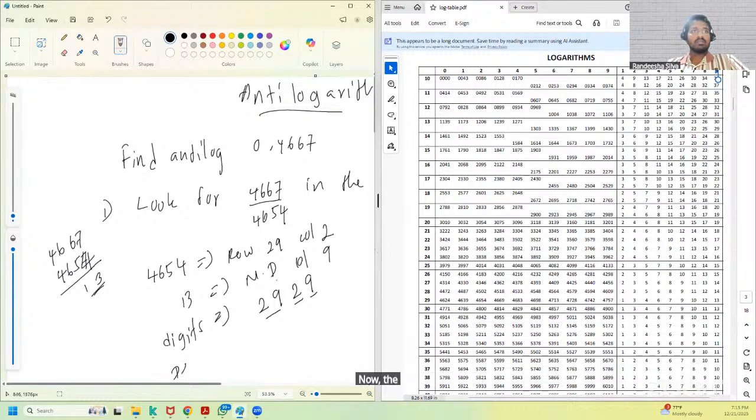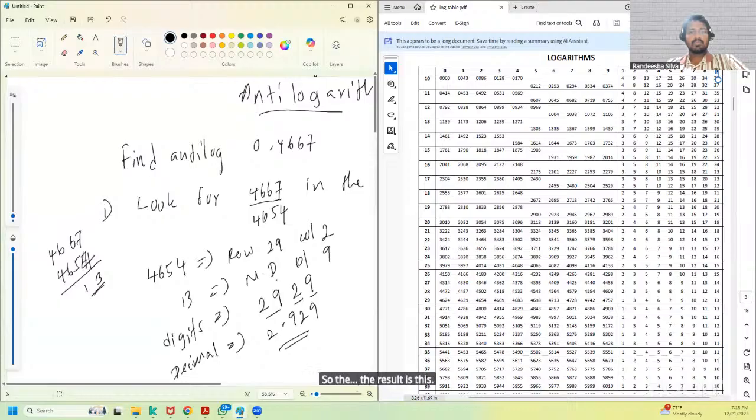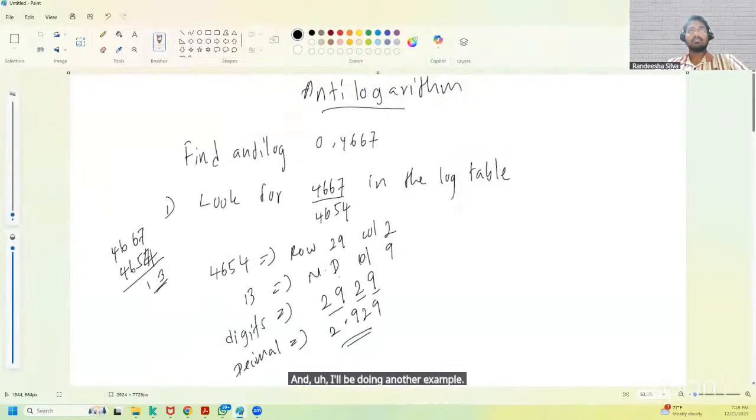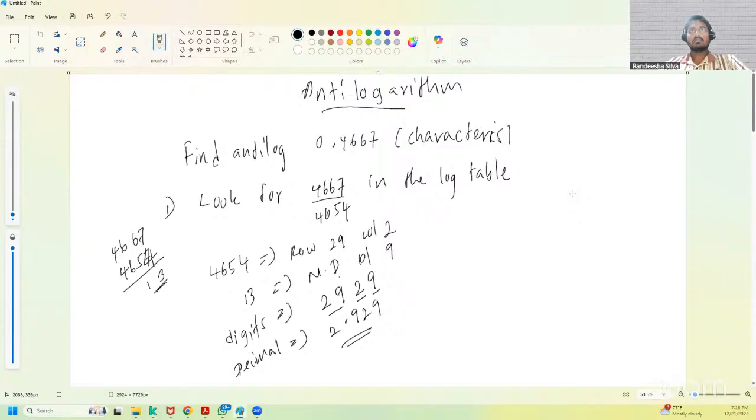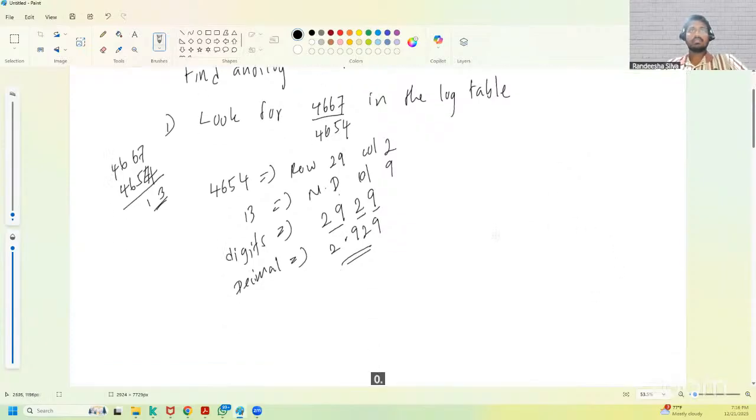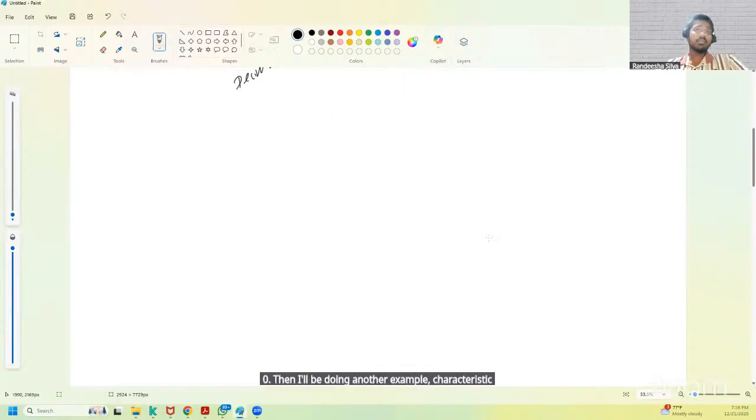Now the decimal place. How to find the decimal place? The characteristic is 0, so we have only one digit in the whole number part. So the result will be 2.929. The result is this. And I will be doing another example for you, for characteristic greater than 0.